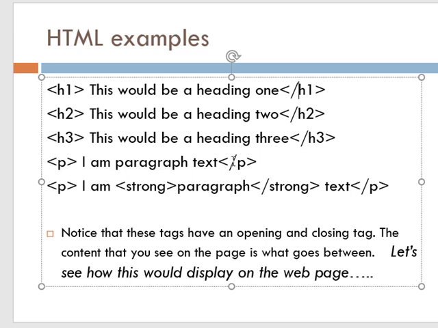Okay, the paragraph tag. This is another really common one. You can have tags within tags. So here, this entire line of text I'm saying is a paragraph, but just this particular word, I'm making it strong, which is going to give it the end result of being bold. So I open it before the word paragraph, and then I close it. Let's look to see how this would display on a web page.